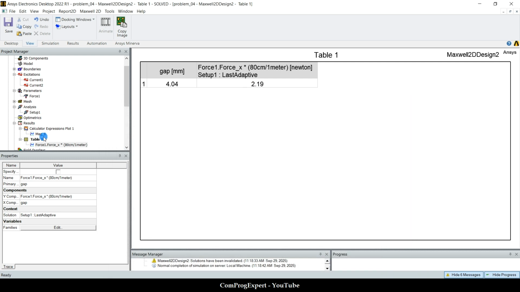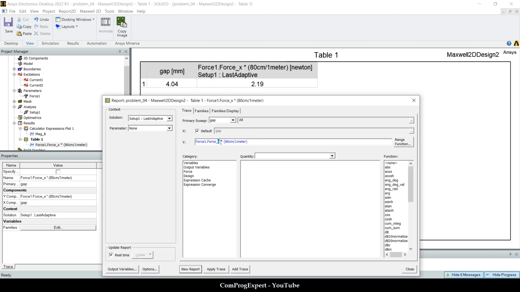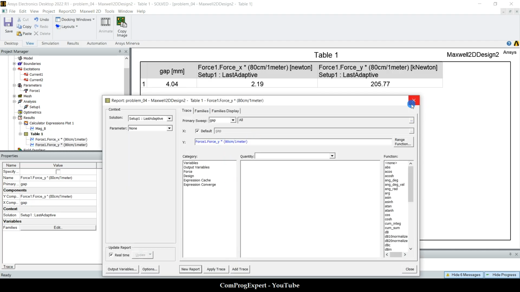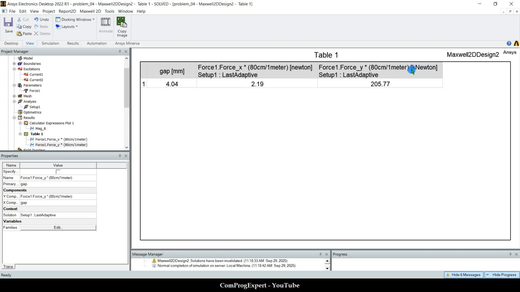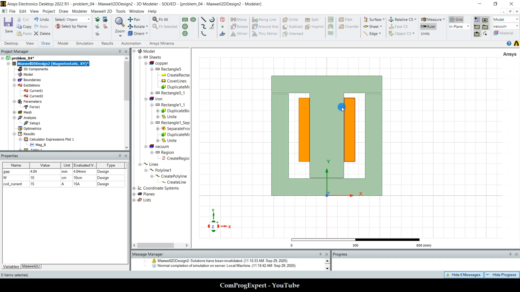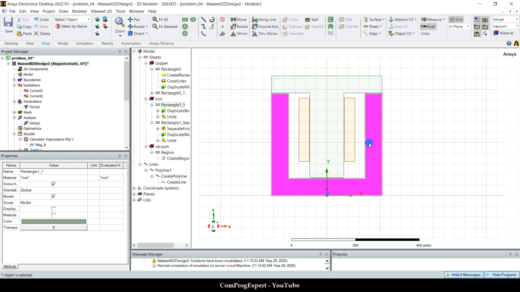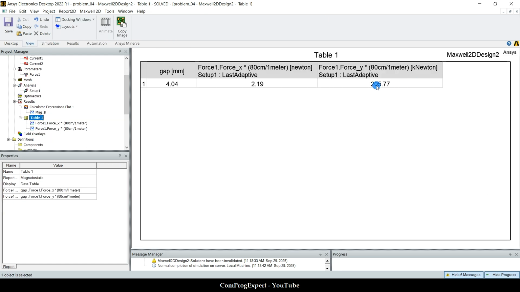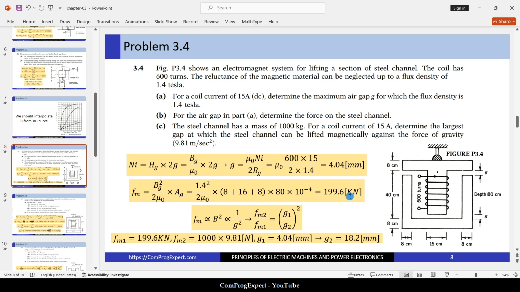And this is Fy at 205 kilonewton, right? Why is the value of Fx very low? Because we have a symmetric structure, right? The value of the force in the x direction is 0. We have a symmetric structure with respect to the y-axis. But the value of the force in the y direction is 205 kilonewton. We approximated this number, 200 kilonewton, with rough calculations.